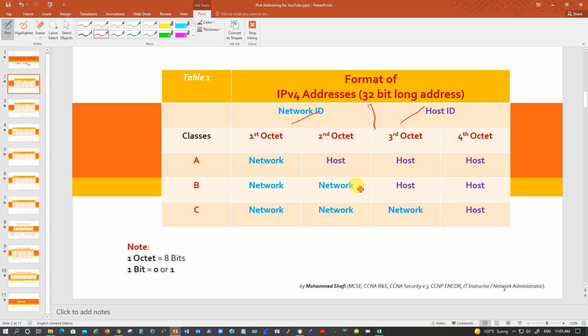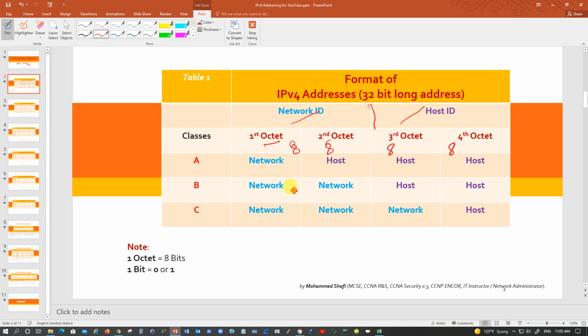These two sections, representing the net ID and host ID, can be divided into four equal sections called octets. Oct means 8. Because each one is an octet, each is comprised of 8 bits: 8 here, 8 here, 8 here, and 8 here. Equally divided into 8 bits each, totally making 32 bits.